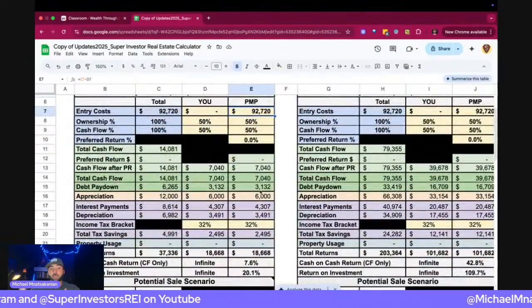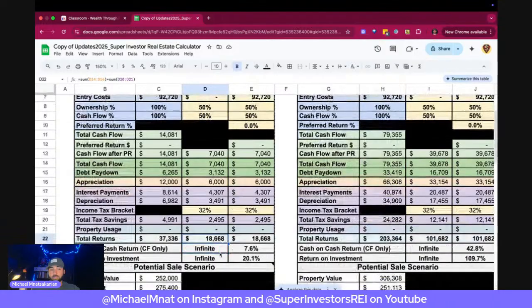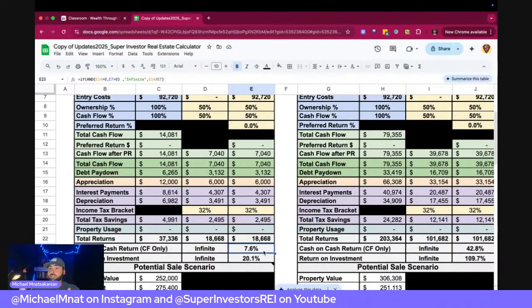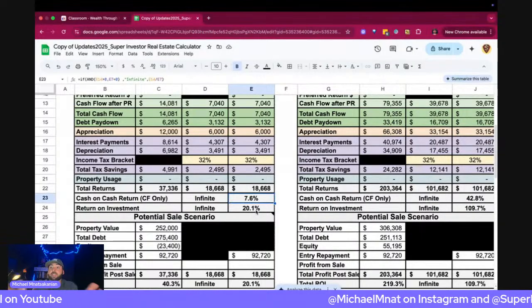This is exactly how I know what their cash flow is going to be and my cash flow, what their total returns are going to be and what my returns are going to be, what their cash on cash return is going to be and what their return on investment is going to be. This is how I do it so quickly, because I created this amazing tool that I use all the time for every single one of my deals.